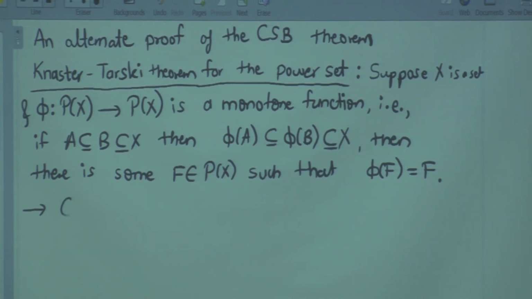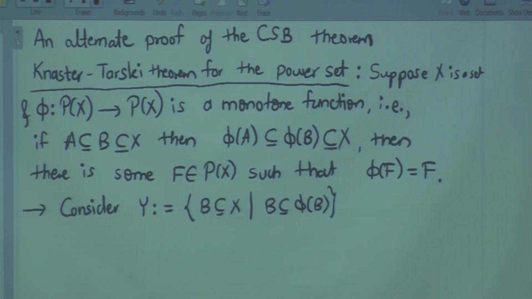Consider, I am just going to call it Y. Let Y be the family of all those subsets B of X such that B is contained inside phi B. B and phi B can be totally unrelated. B is a subset of X, phi B is a subset of X, and you have no control over what could happen. But we are simply collecting these things. Now this collection may be empty, it may not be empty, we don't care.